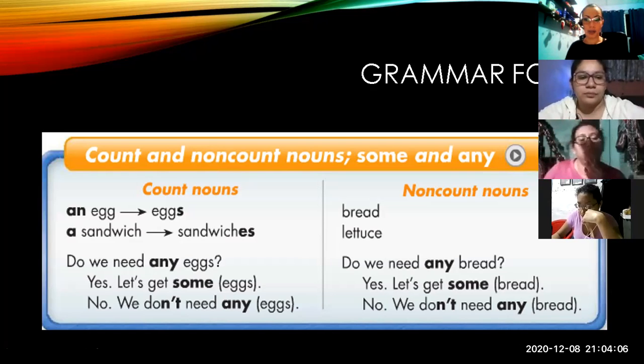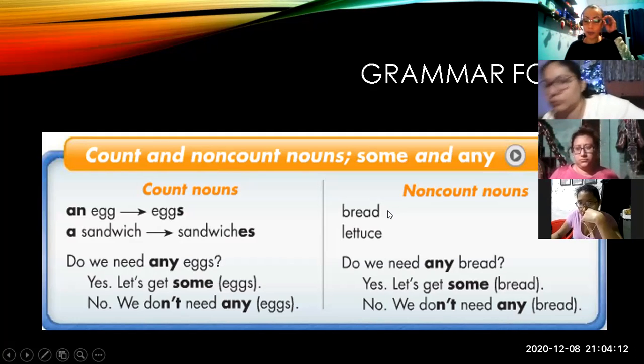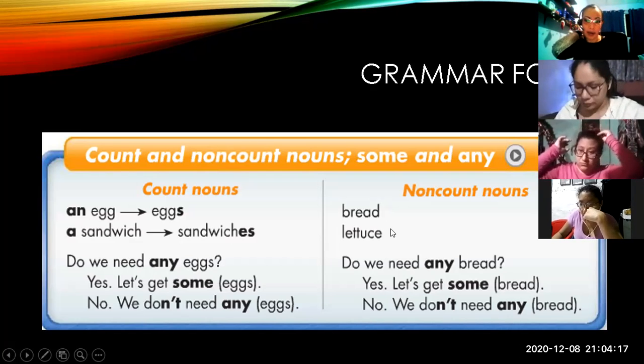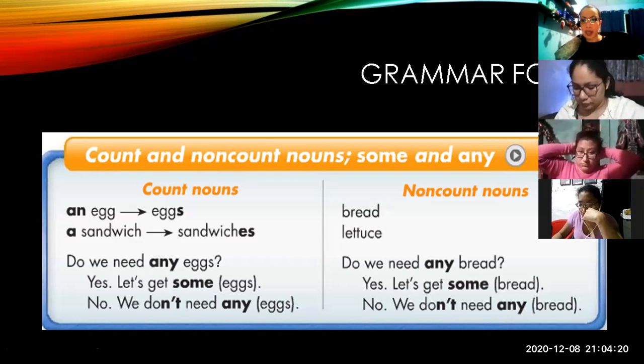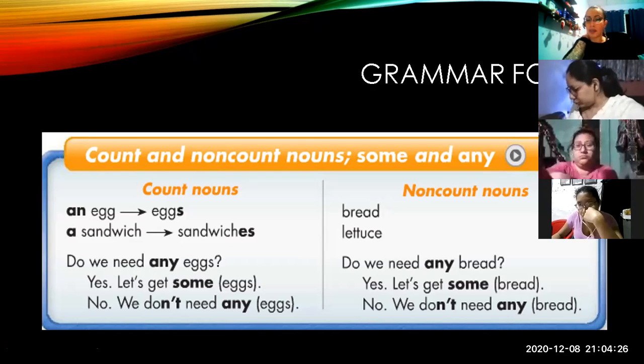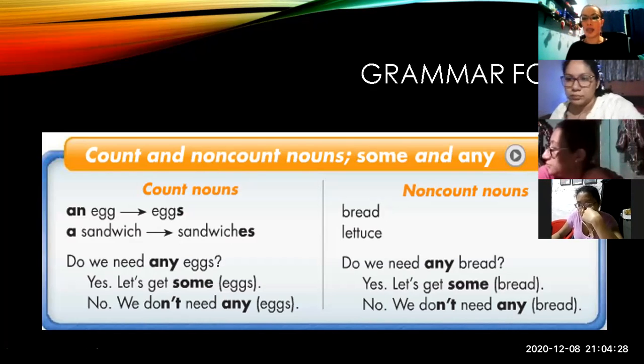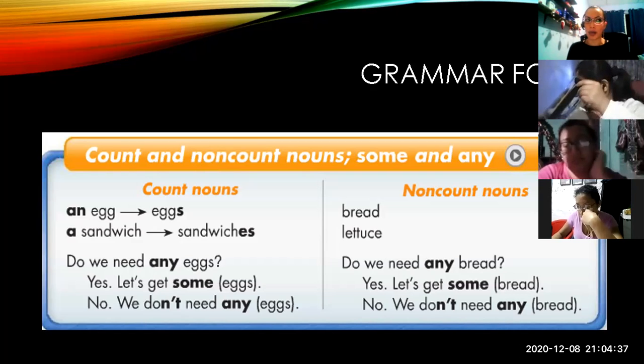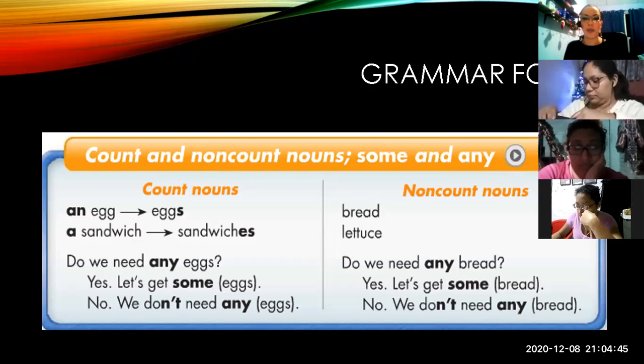Hay nombres que no tienen plural en inglés, son incontables. Por ejemplo, bread. Bread es pan, ¿verdad? En inglés no tiene plural, no existe la palabra breads, por lo tanto se considera incontable, non-count noun. El nombre lettuce, lechuga, también es incontable, no podemos decir lettuces, that is incorrect.